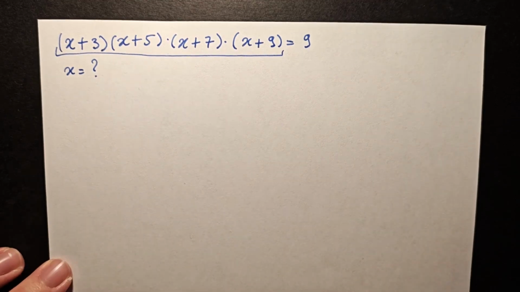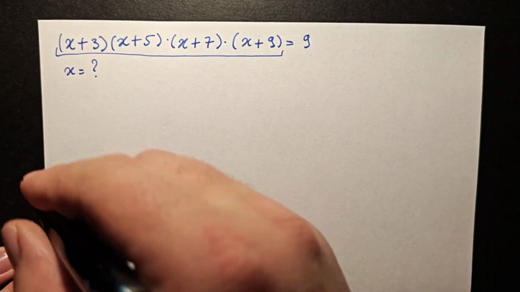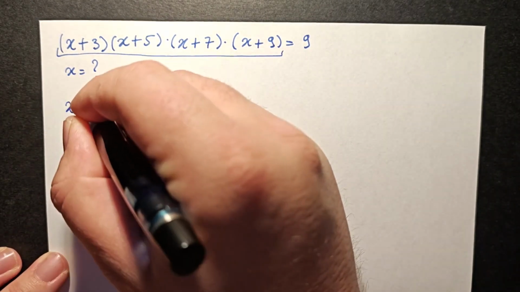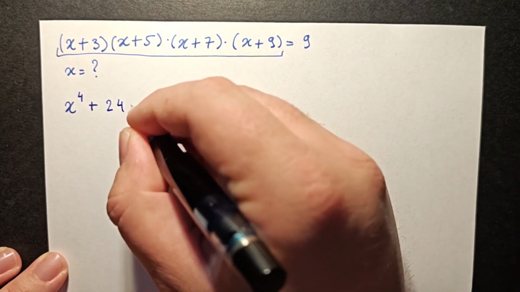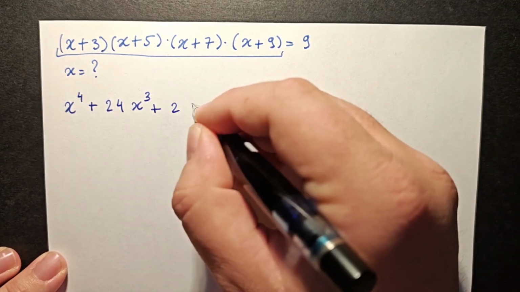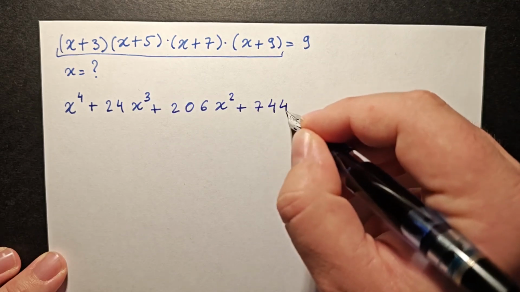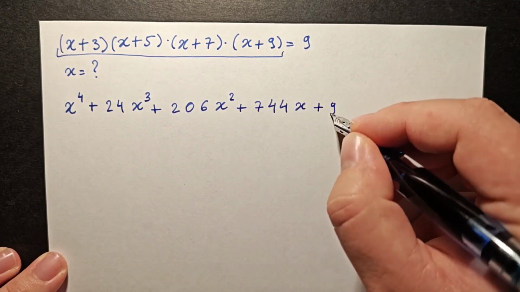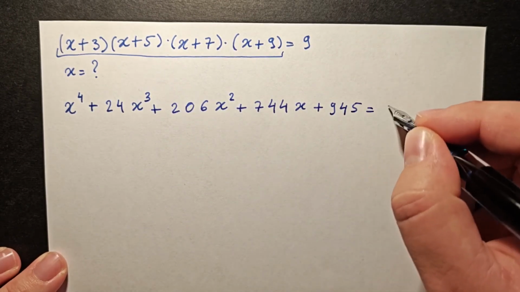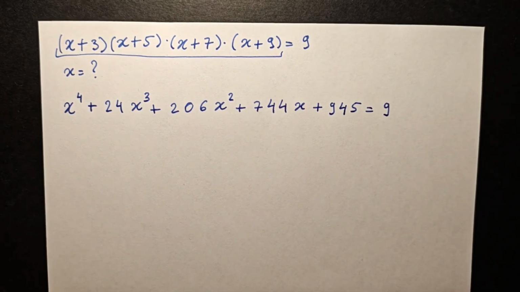Now, if you want to expand this expression, you will get an equation x^4 + 24x^3 + 206x^2 + 744x + 945 = 9. And this equation is not that easy to solve.